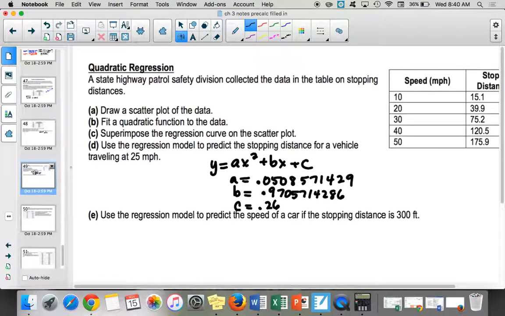All right, so it says A, draw the scatter plot. We did on our calculator. You don't have to actually draw it out. B, fit a quadratic function to the data. Superimpose the regression curve on the scatter plot. So we've done all that.